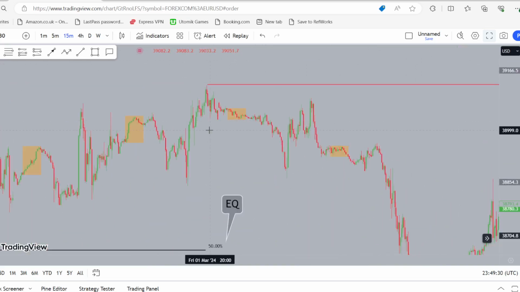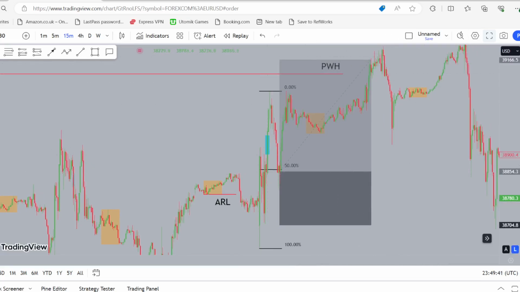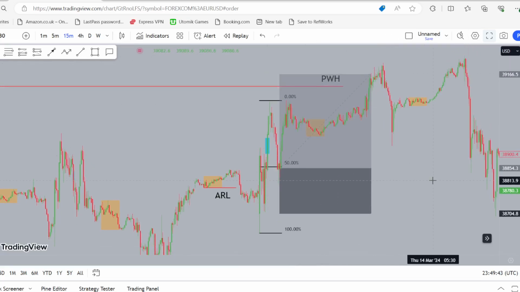So this was back on Friday the 1st of March, right? This trade was taken on Tuesday the 12th. So the previous week high from Friday was the main target for this trade, right? So you need to understand where the previous day highs and the previous week highs are, and these are also areas that you can use to your advantage when it comes to finding TPs, right?